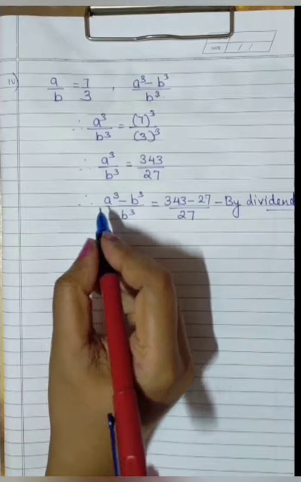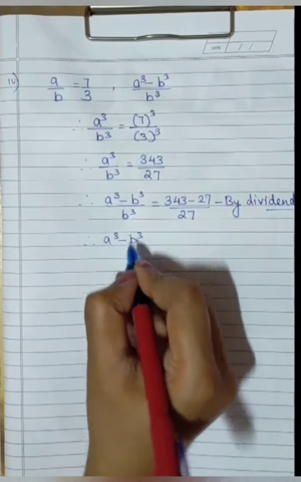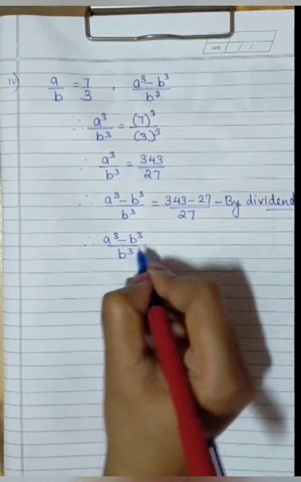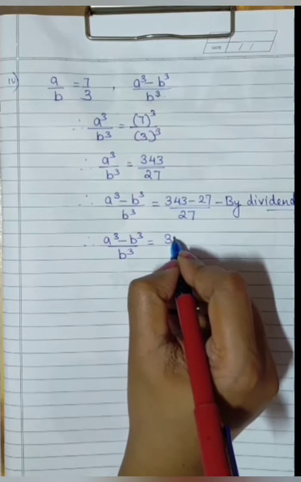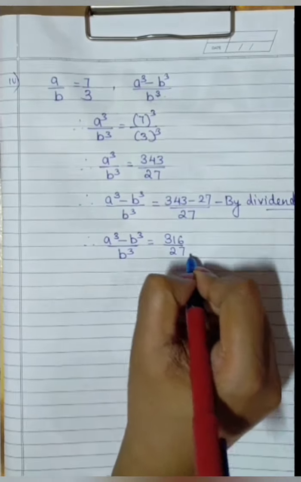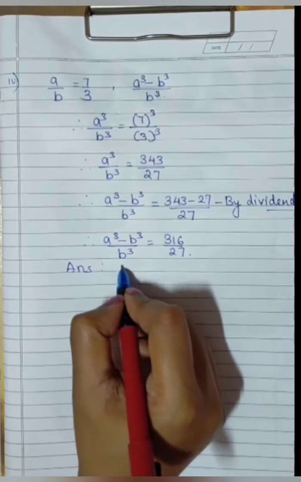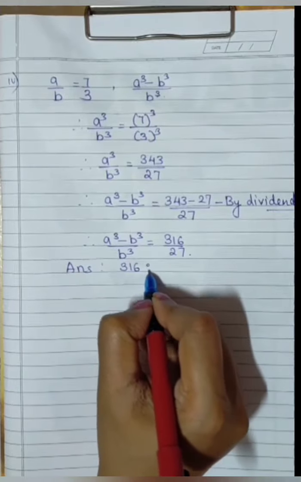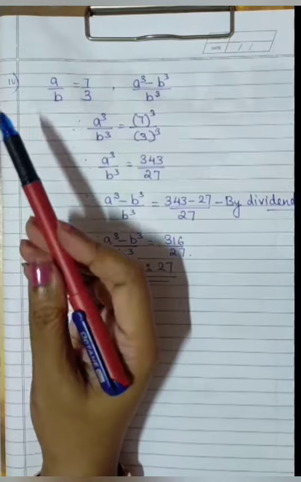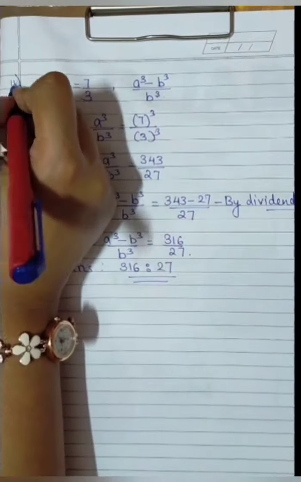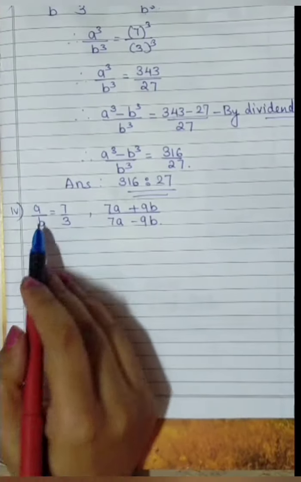Now after using dividendo we'll get (a cube minus b cube) upon b cube equal to 3. After subtracting this both we'll get 316 upon 27. Okay, so therefore the answer is 316 is to 27. This is the answer of question number 3.